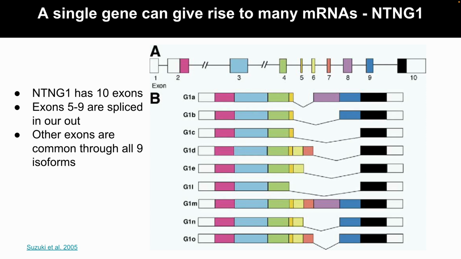So this is another example, NTNG1. It has 10 different exons. Exons 1, 2, 3, 4 are constant. Exons 5 to 9 can be spliced in or out. And that's why it results in these isoforms, right? So what are these isoforms?